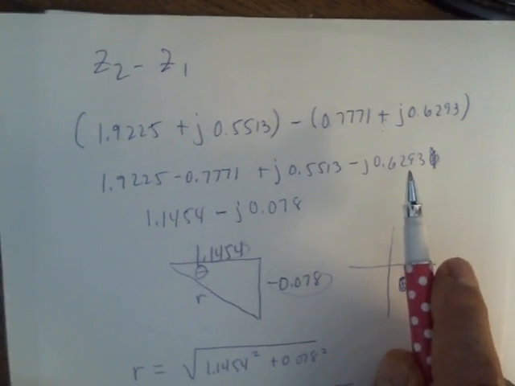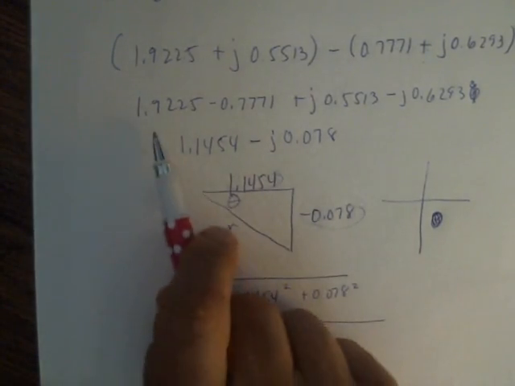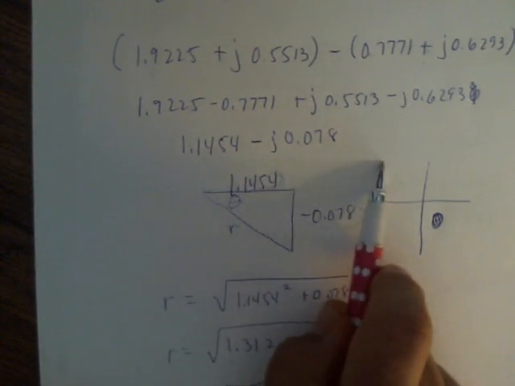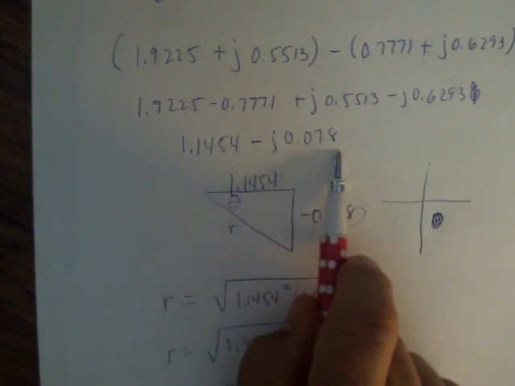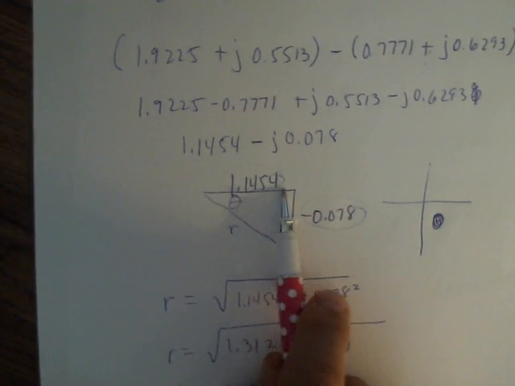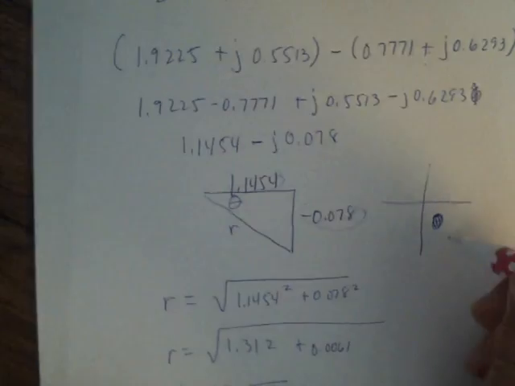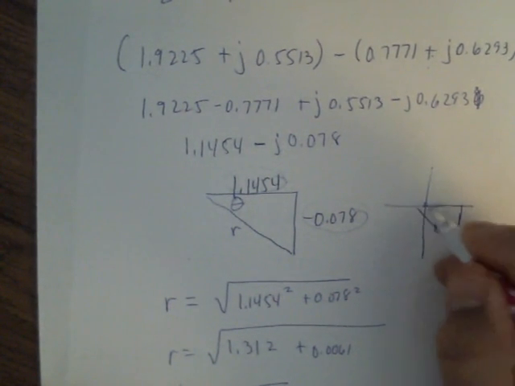So pay attention to your details. Okay, that's what math teaches you, how to pay attention to details. So then I subtract, and I come up with my rectangular coordinate for the Z2 minus Z1. So my x is still positive, but now my j is negative, which tells me I'm down here.